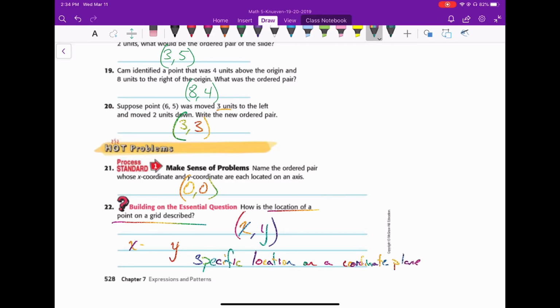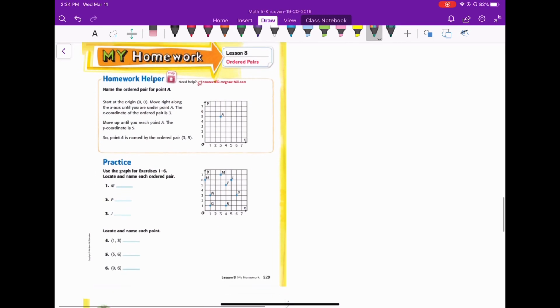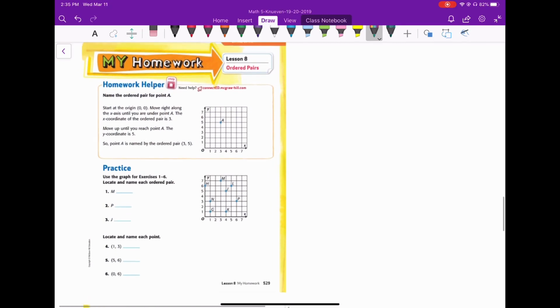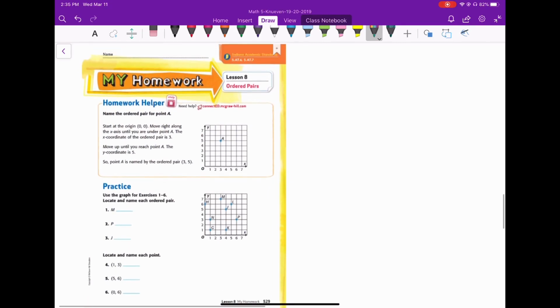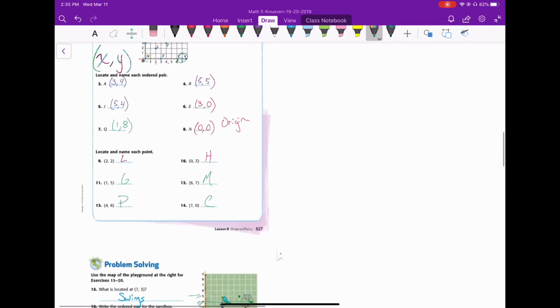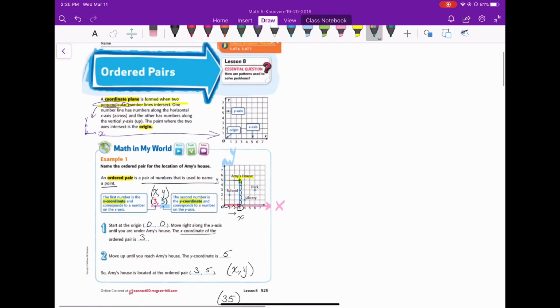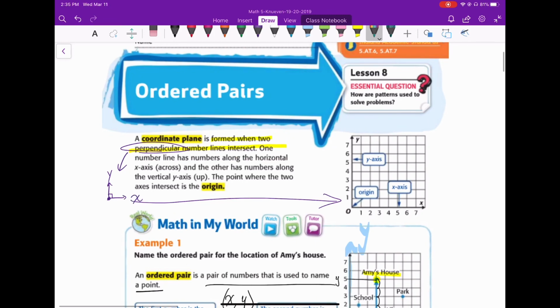All right, so go ahead, move on into the homework practice page here, 529. We'll check on this tomorrow as well, but if you have questions, let me know. Otherwise, this is 7.8, all about ordered pairs.